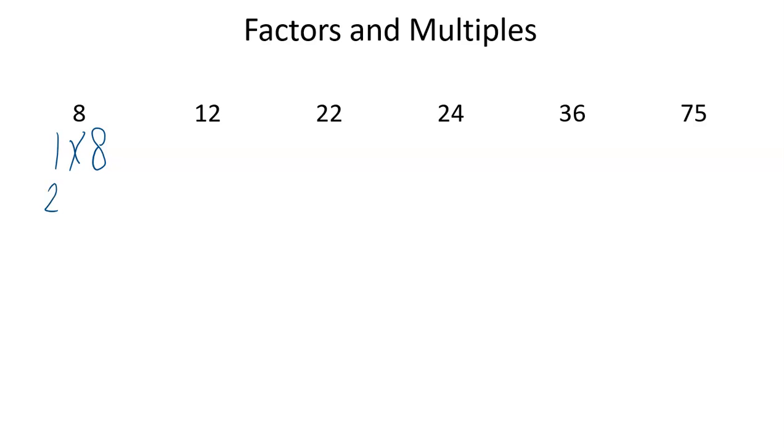And then you just move up this number. So from 1, you try 2. And yes, 2 does go in. It goes in 4 times. And then you would try 3, but 3 doesn't go in. So can't have that. And then 4, well, we've got a 4 in the list already, so I know I can stop. I know I've got every single factor here. There's 4 of them for 8.